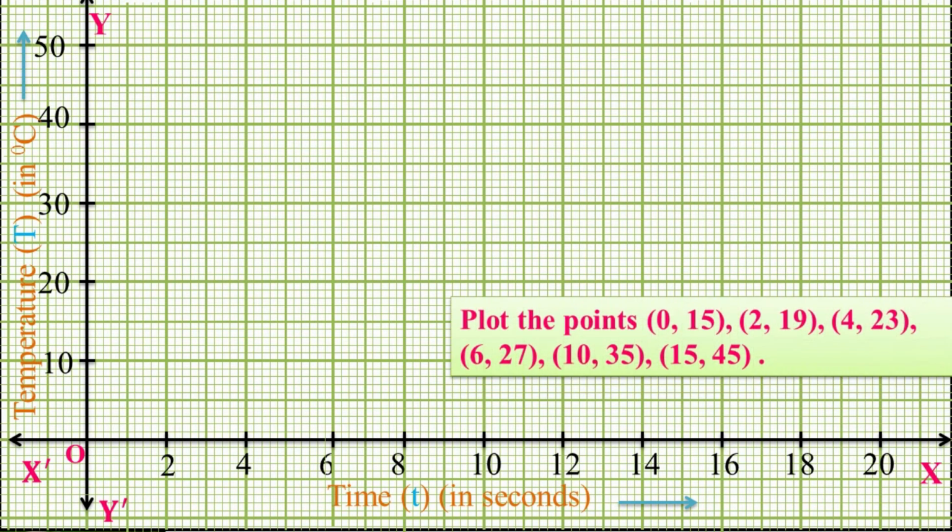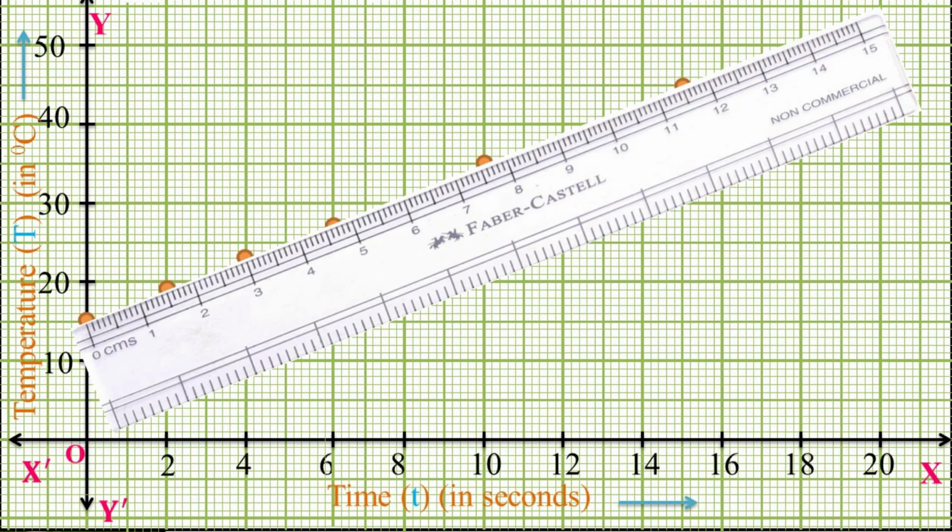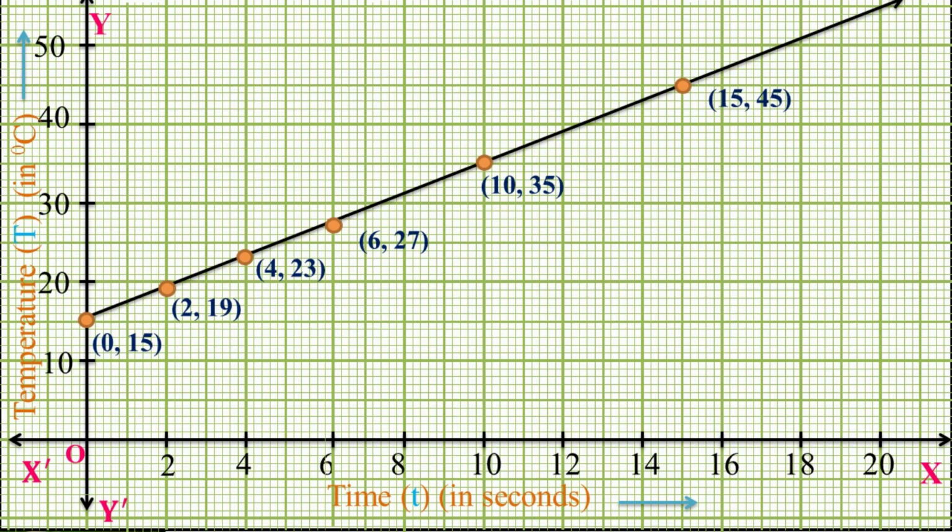Now starting, plot the point (0, 15): x is 0 and y is 15. (2, 19): x is 2 and y is 19. (4, 23): x is 4 and y is 23. (6, 27): x is 6 and y is 27. (10, 35): x is 10 and y is 35. (15, 45): x is 15 and y is 45. Now join the points. Draw a straight line.